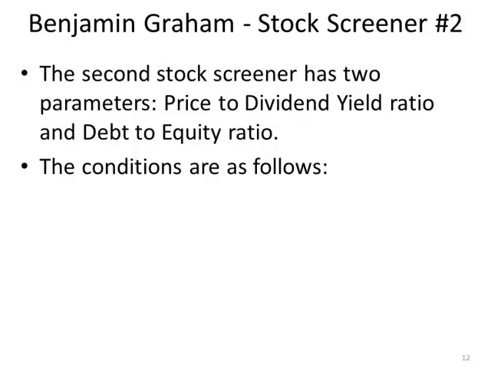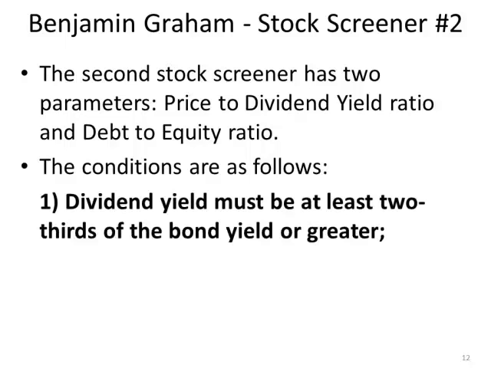And here are the conditions for this particular stock screener. The dividend yield must be at least 2/3 of the bond yield or greater. Okay, and we'll talk a little bit in the next slide about what this condition means exactly. But essentially, when you hold the stock, a stockholder gets paid dividends, and the dividend yield is the dividend divided by the stock price.